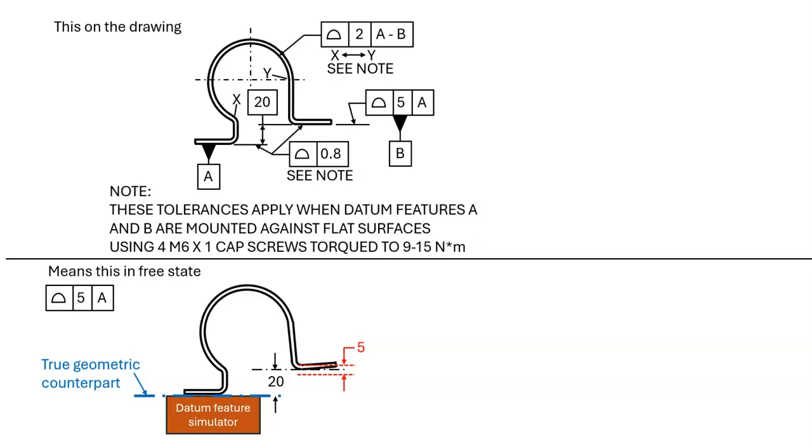The profile tolerance measurement is made from simulated datum A. Starting from the gauge surface, go up exactly 20, and centered on that exactly 20 above the simulated datum A is the 5 wide profile tolerance zone. The profiled surface must fit within that 5 wide tolerance zone. All of this takes place in the free state.